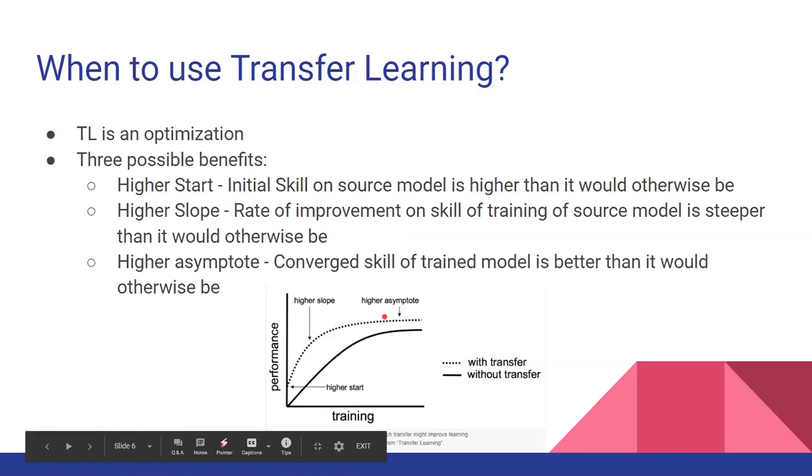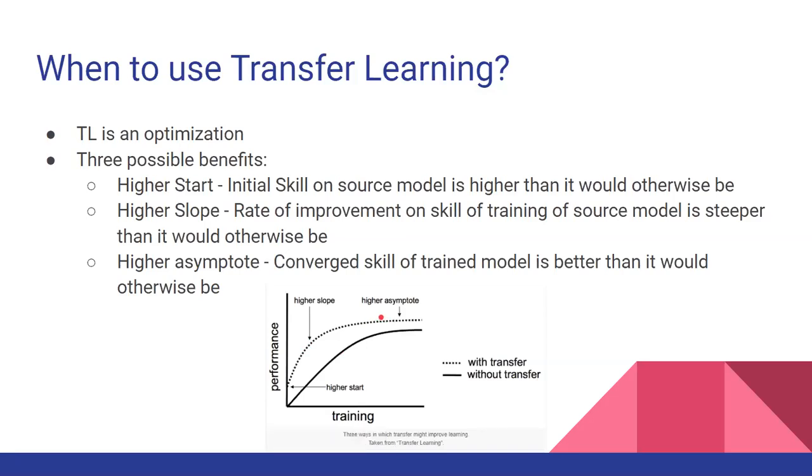If you don't know what an asymptote is, it's basically a curve that looks like it's about to reach a given line, but it actually doesn't. So over here, it has a much higher asymptote than this. This almost looks like it's going in a straight line. So those are the three possible benefits of transfer learning.